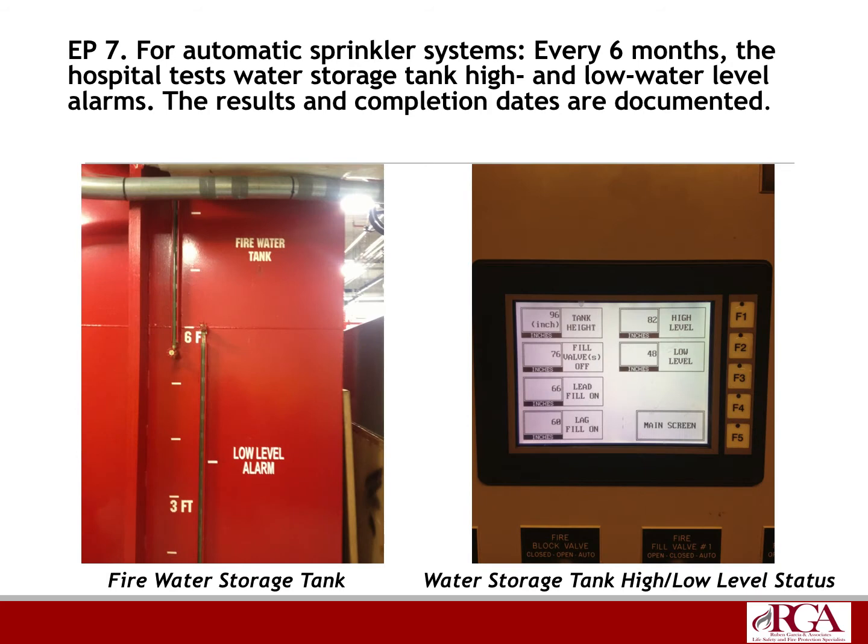EP7, for sprinkler systems, every 6 months, the hospital tests water storage tank high and low water level alarms. The results and completion dates are documented. So this is a semi-annual test. Now there is a catch to this EP. If your high and low water level alarms are tied into your actual fire alarm system, that means they're going to produce a supervisory signal. So that means they actually have to be tested quarterly.